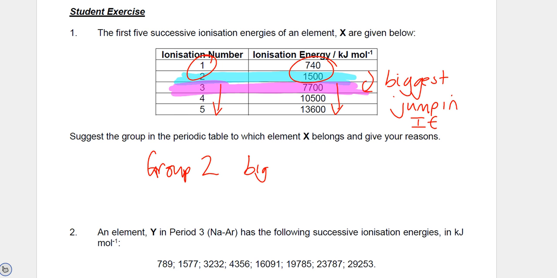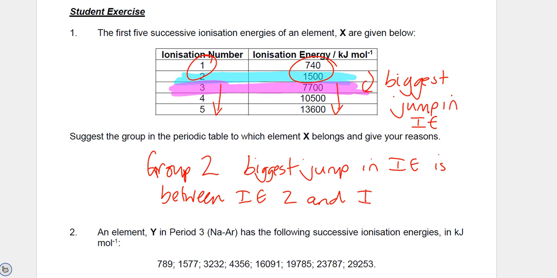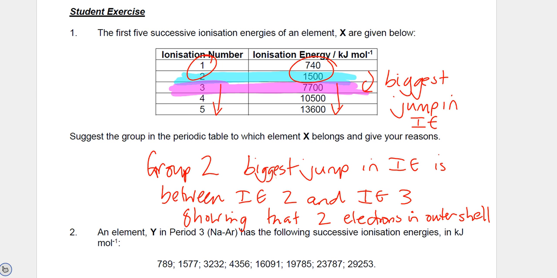And what we need to do is say that the biggest jump in ionization energy is between ionization energy 2 and ionization energy 3. And that tells us that we've got 2 electrons in outer shell. Now I've obviously simplified this in order to make it faster just by writing IE to represent ionization energy. Really, you need to write that out.